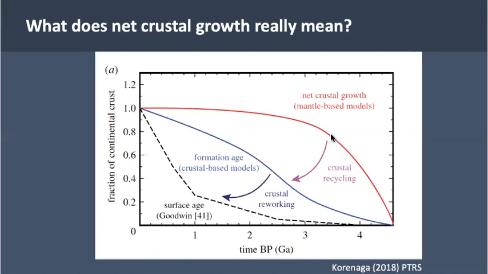And the difference between mantle-based models of net crustal growth and crust-based models that we were looking at two slides ago is actually this parameter of crustal recycling. If you look at the crust-based models and you remove all the crust that has been reworked, you can actually get back to the surface age distribution. So I think this new classification scheme is going to be a really important part of our discussions moving forward on evaluating all of these relative crustal growth models.